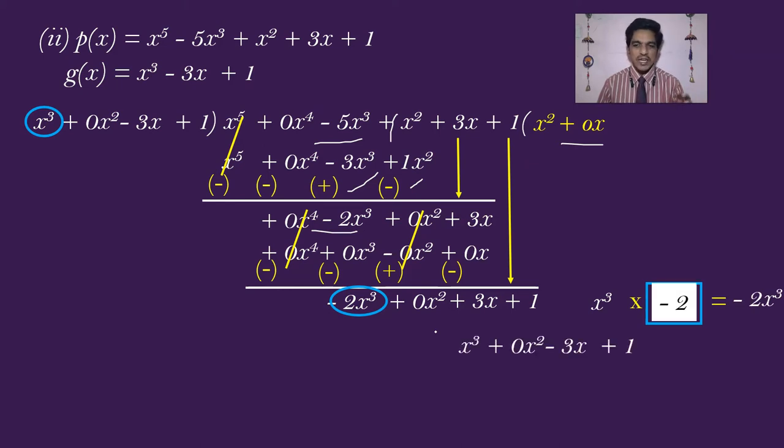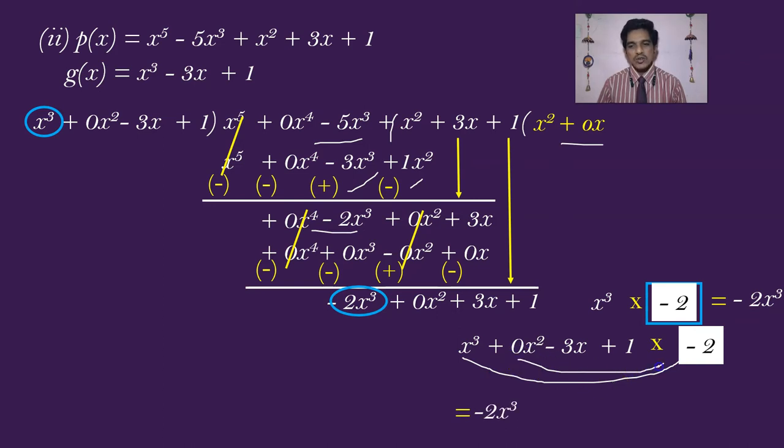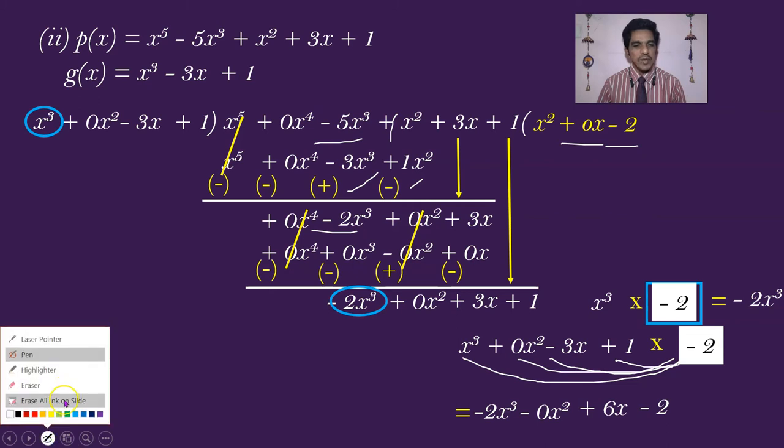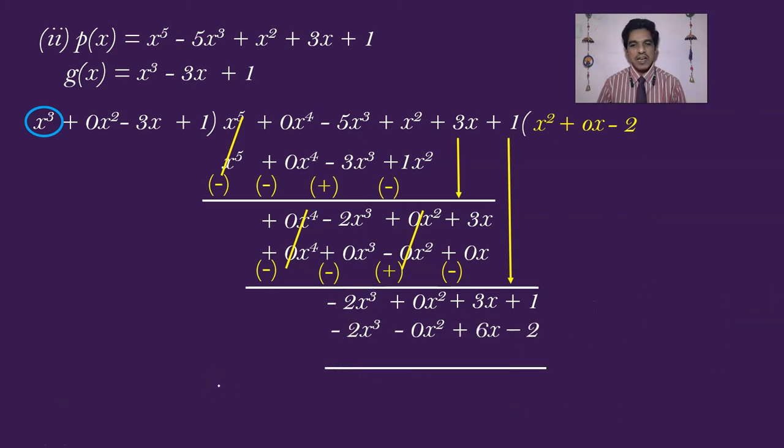So with this minus 2, multiply the whole divisor. Multiplying the whole divisor by this minus 2: x cube into minus 2 is minus 2 x cube, 0 into minus 2 will be 0 x square, minus 3x into minus 2, minus of minus is plus, 3 times 2 is 6x, plus 1 into minus 2 is minus 2. So write this minus 2 in the quotient part here, and write minus 2 x cube plus 0 x square plus 6x minus 2 in the dividend. Then you will have this.